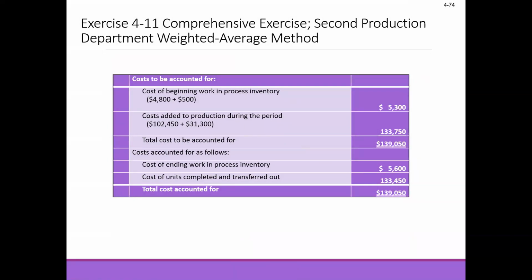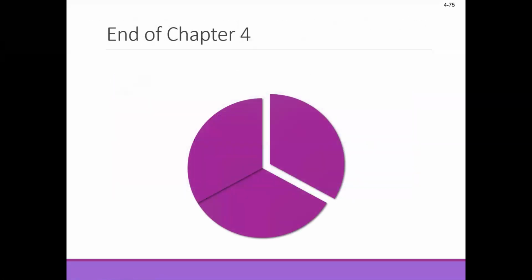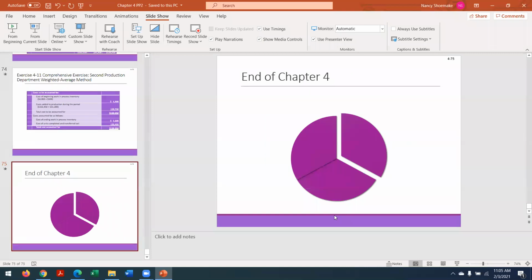So we can see here, beginning work in process plus the costs added are the total costs to be accounted for, the 139,050. They're broken up between the ending work in process inventory plus those units that were completed and transferred out. Gives us our 139,050. So I'm going to show you what we've got for homework.